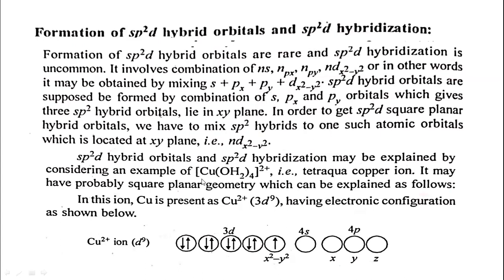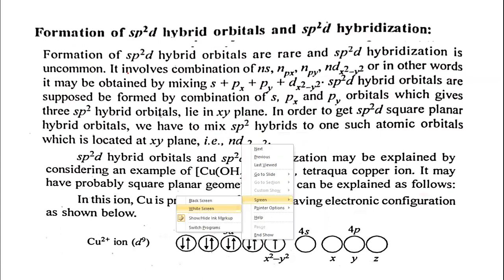So an example of this is [Cu(H2O)4]2+. The name of the complex is tetraaquacopper(II) ion. So let us represent the arrangement now here.